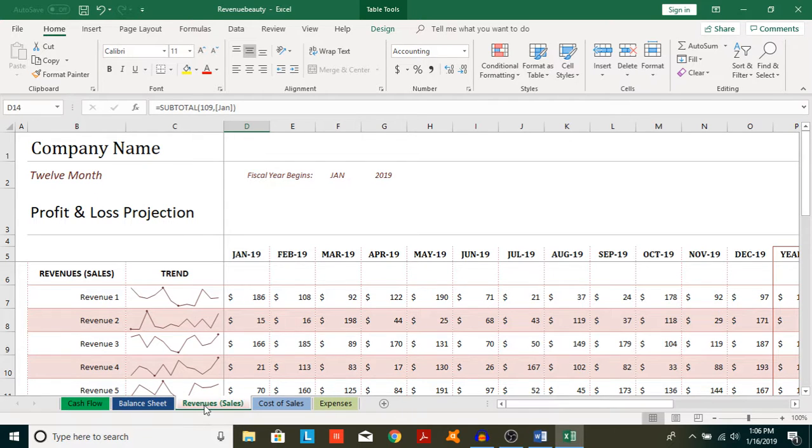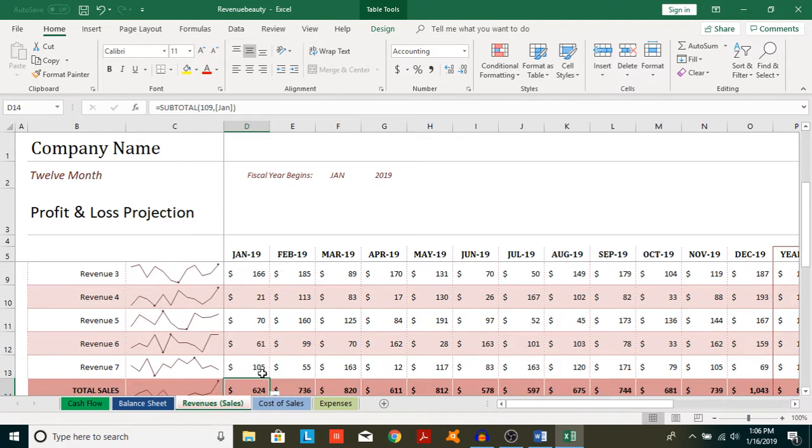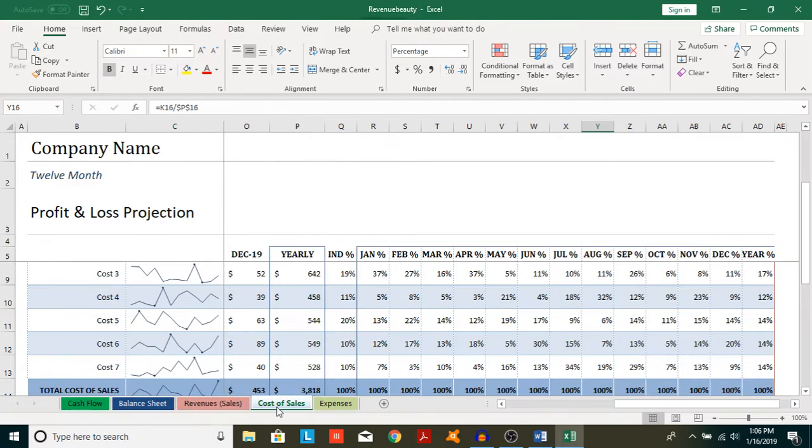We have broken down the revenue streams for you to track which stream is most productive and less productive, allowing you to make adjustments. Let's go over the tab that's called cost of sales. The cost of goods sold.